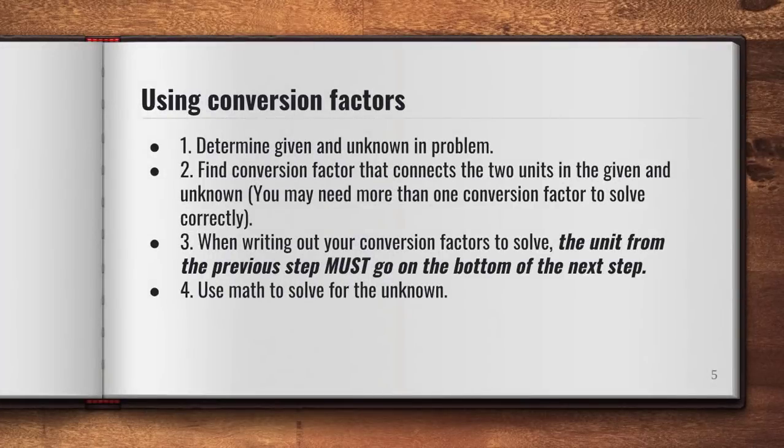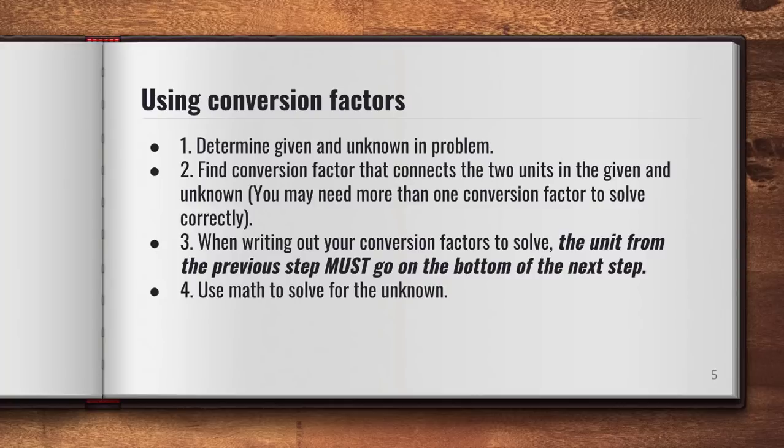So when we're using conversion factors to solve dimensional analysis problems, there's a few key things that we have to be able to do. First, we need to determine the given and the unknown in the problem. So we need to make sure we read it carefully, figure out what is given to us, what is unknown, and figure out how to solve for that. Step 2 is to find a conversion factor that connects the two units in the given and the unknown. And keep in mind, you may need more than one conversion factor to solve correctly. Sometimes it will require 2, 3, even 4 steps in order to get where you want to go.